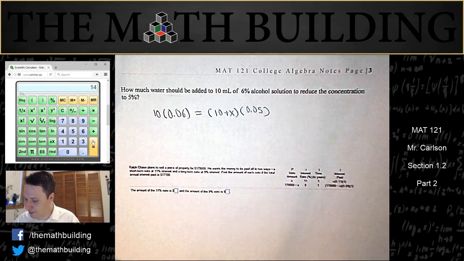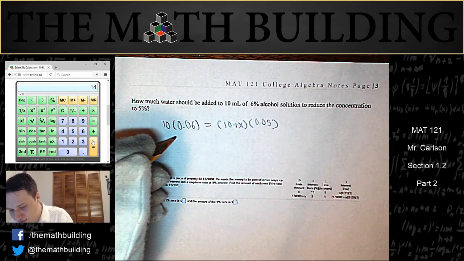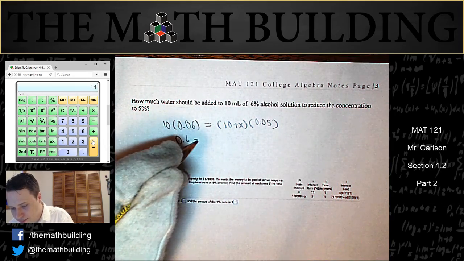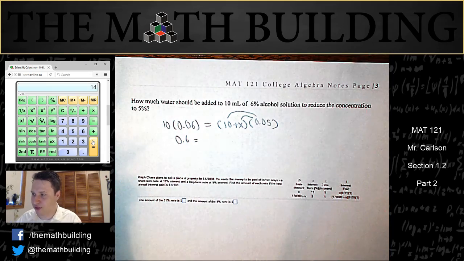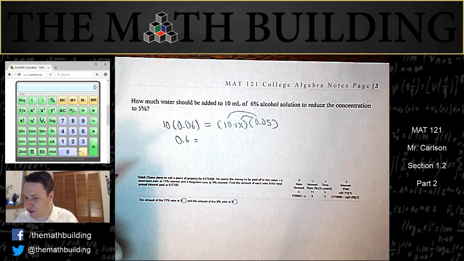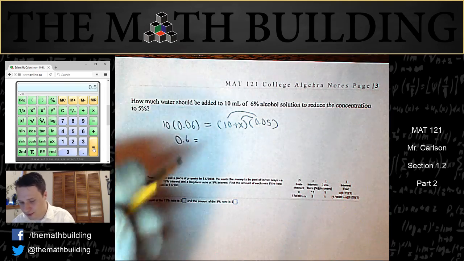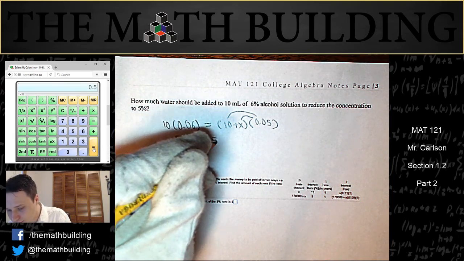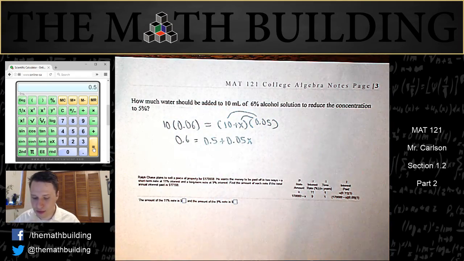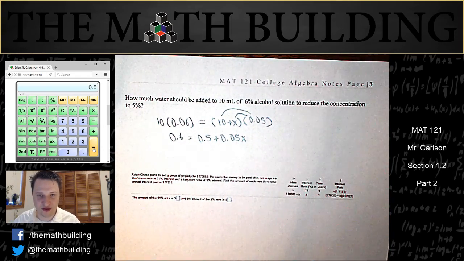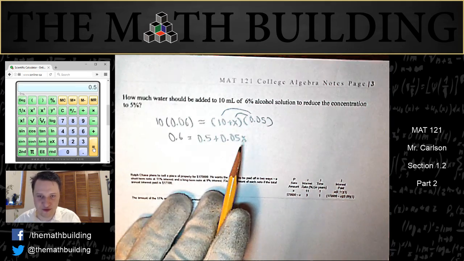So let's do it. 10 times 0.06 is 0.6. And we can do the distributive property here. So 0.05 times 10, if you need the calculator, it'll just move the decimal over. It should be 0.5. Yep, 0.5 plus 0.05x. So there we go. We have 0.6 equals 0.5 plus 0.05x.